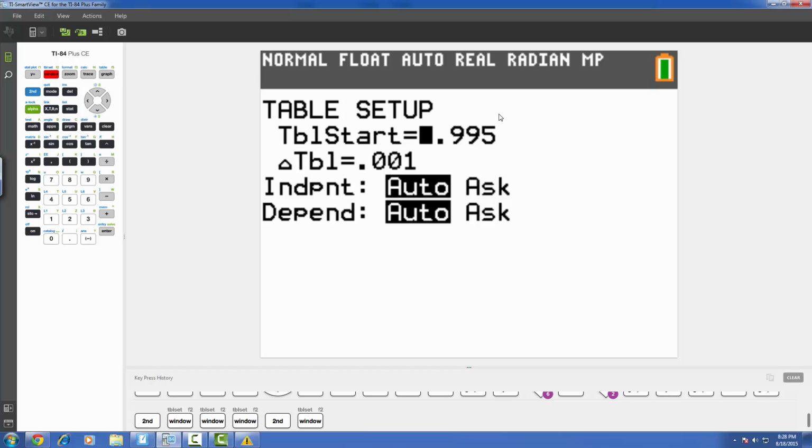Doesn't really matter. And that triangle TBL simply stands for how much you want to change for every step in that table. So I just did 0.001, because when we're starting out at 1.995, the next number is going to be 1.996. So that's simply what this second piece means. You could also go by twos, so 0.002, if you wanted to see that. You're obviously welcome to do that.